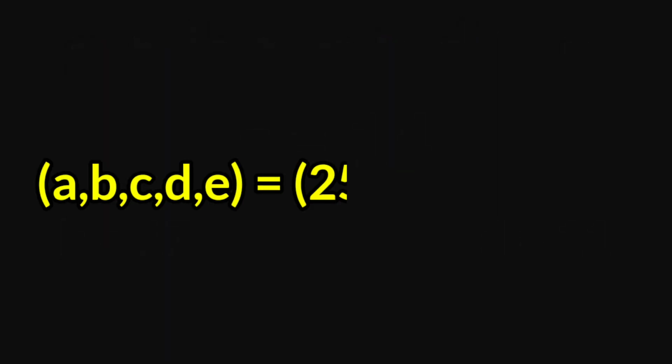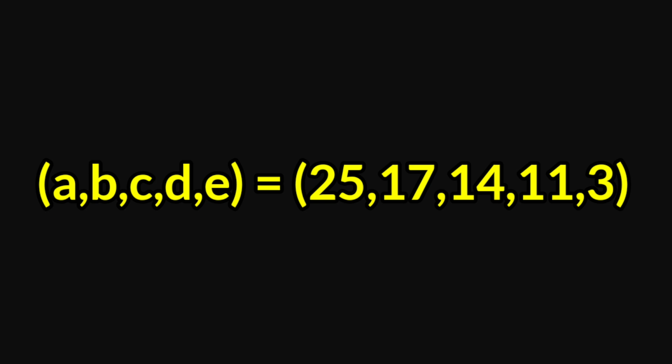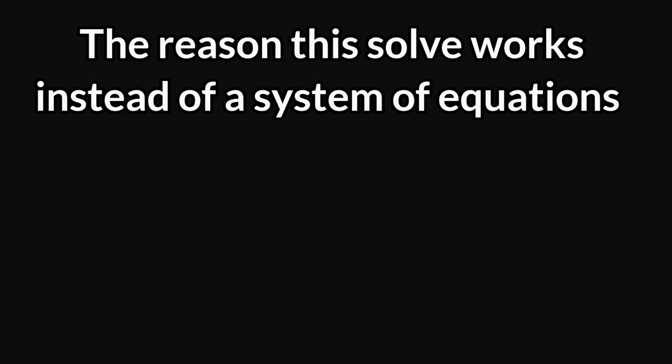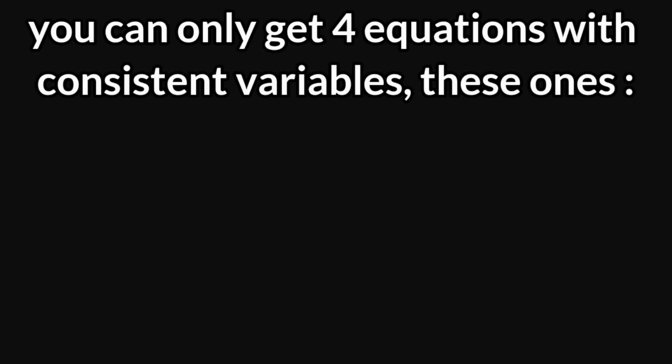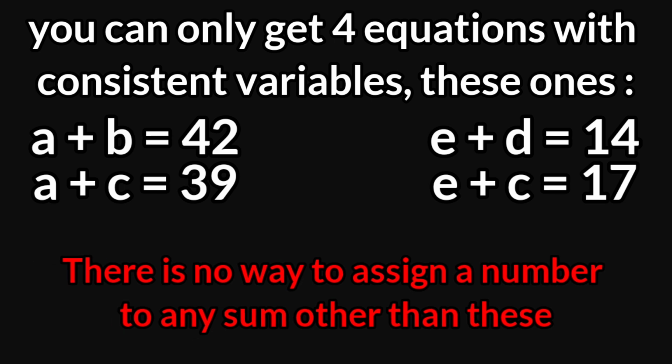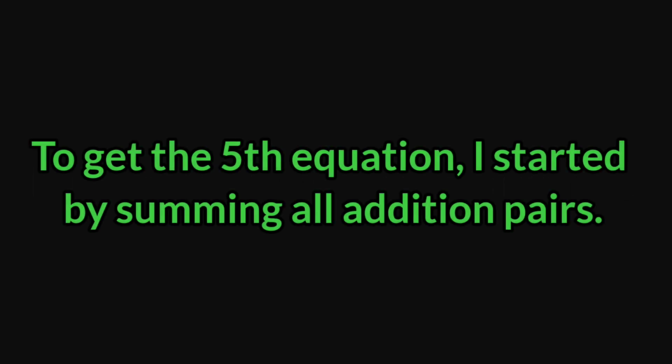25, 17, 14, 11, and 3 are the numbers we're looking for. The reason that this solve works instead of putting a system is because you can only get 4 equations with consistent variables, which were the precise ones I worked with. But you have 5 variables, so you need 5 equations to get each number. That's why we get it by summing everything.